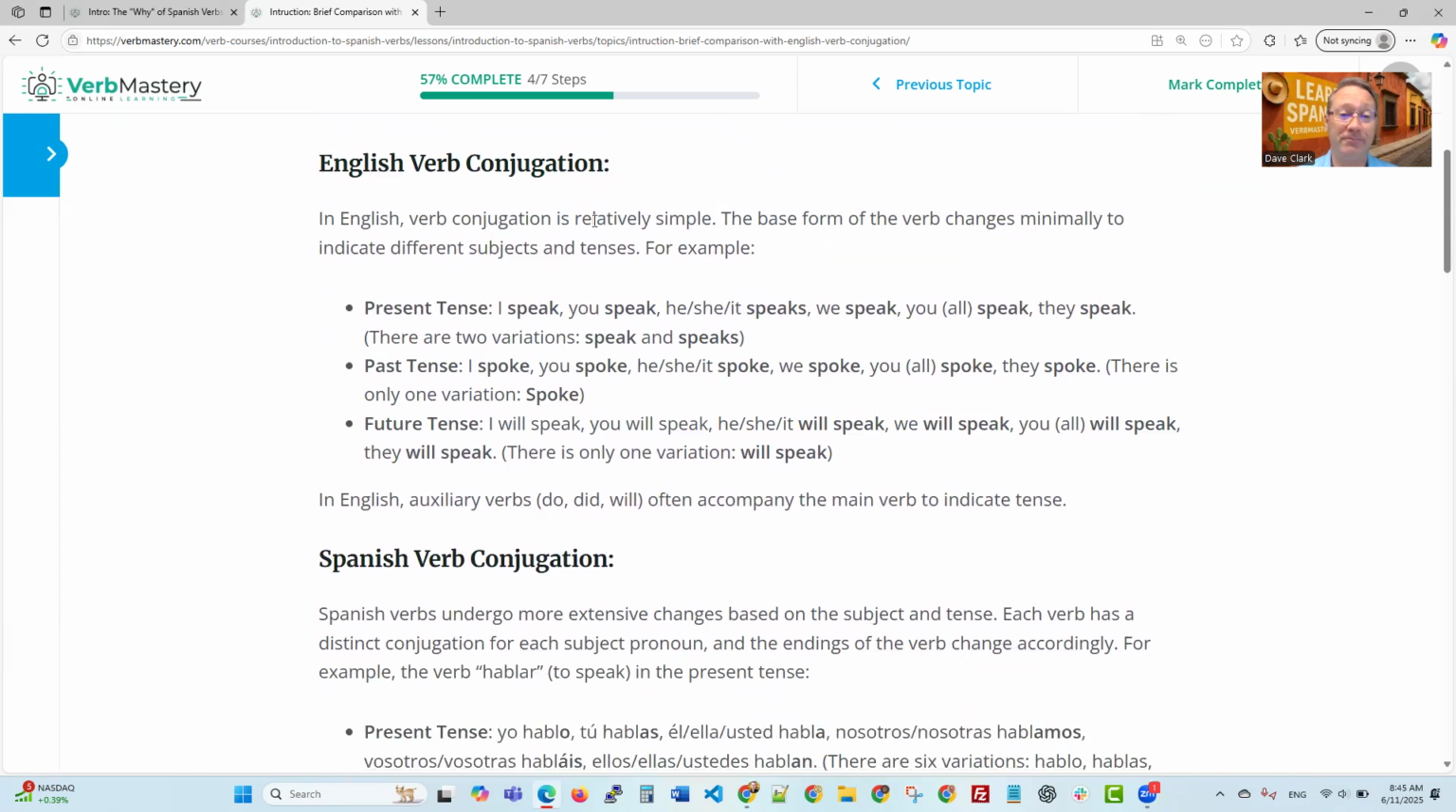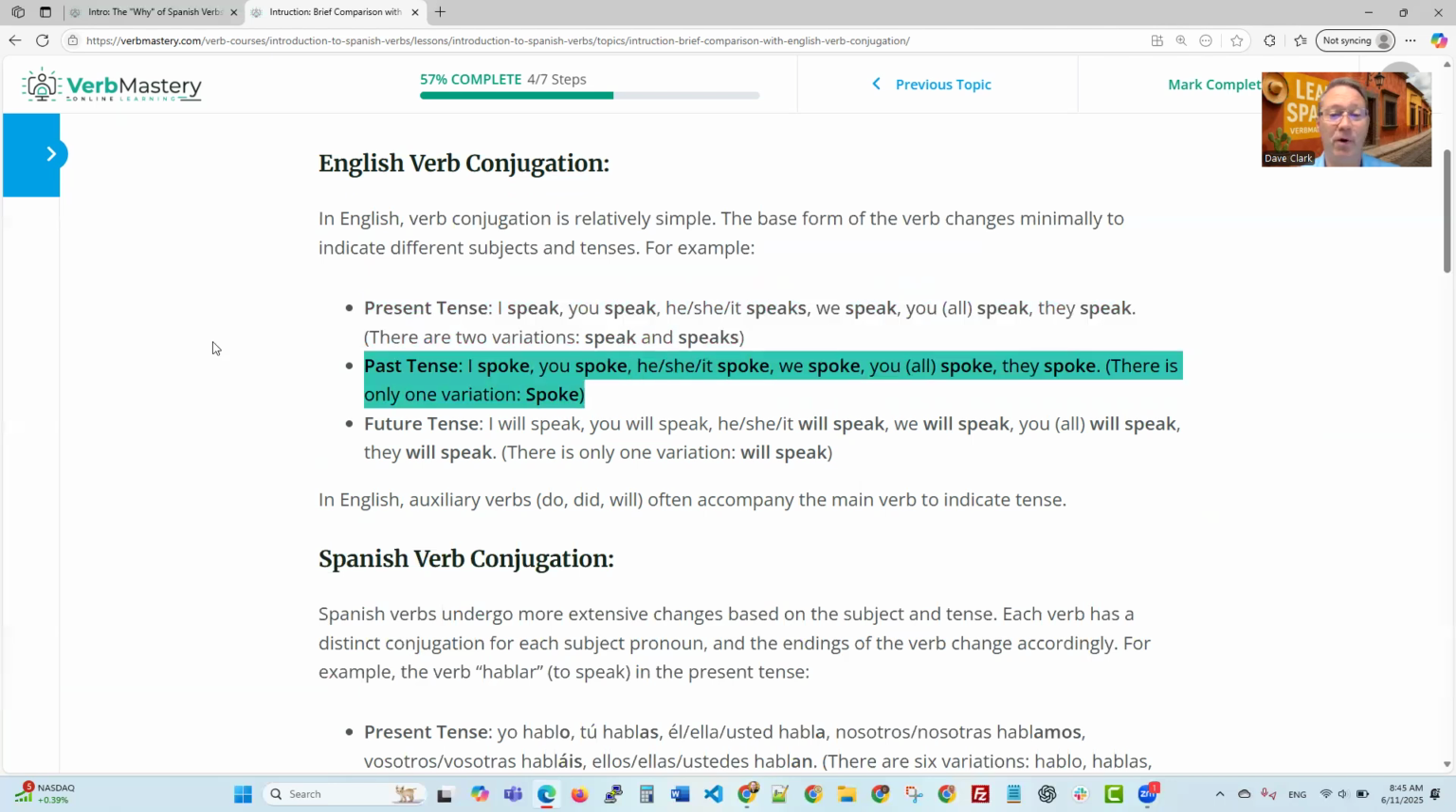English verb conjugation. In English, verb conjugation is relatively simple. The base form of the verb changes minimally to indicate different subjects and tenses. For example, present tense: I speak, you speak, he, she, it speaks, we speak, you all speak, they speak. There are two variations in English, speak and speaks.